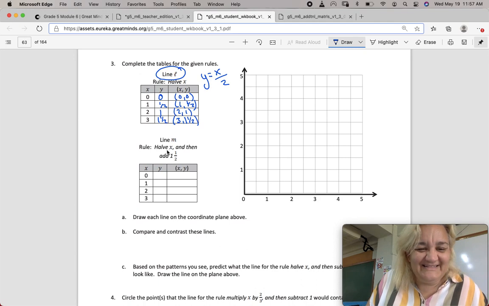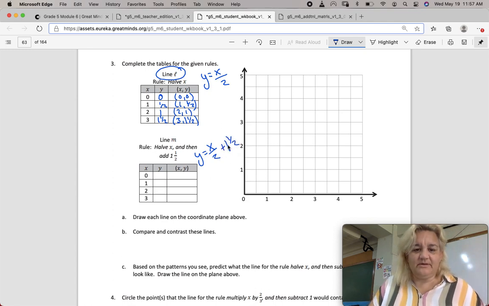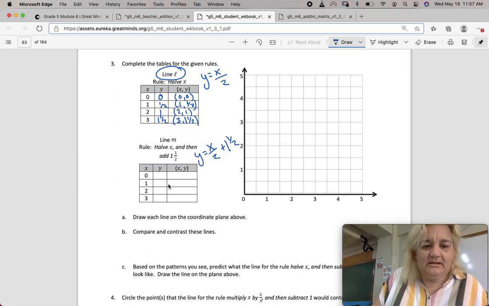Okay, next one. Half of x and then add 1 and a half. So that addition is going to give us a parallel line, isn't it? y equals x divided by 2 plus 1 and 1/2. So there we go. That we already know. If we add or subtract anything to our original line, it's going to give us a parallel line. These two are going to be parallel. So let's plug in our numbers. 0 divided by 2 is 0, plus 1 and 1/2 is 1 and 1/2 here. So our coordinates are 0 and 1 and 1/2.